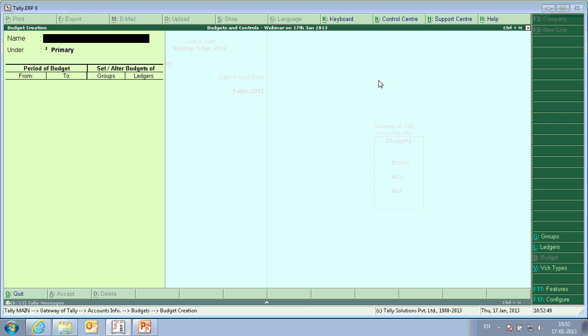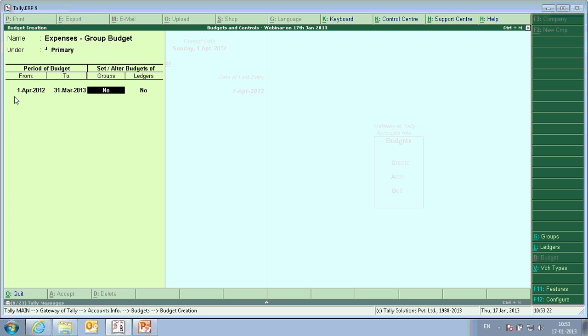So while creating a budget, I can give any name, right? You can give any name, whatever you wish to, right? So I'll say expenses. To understand, I'll say group budget, right? So for group, I'm fixing the budget. So what is the period? So I need to select the period. So from April to March. So for 1 year, I am creating the budget.